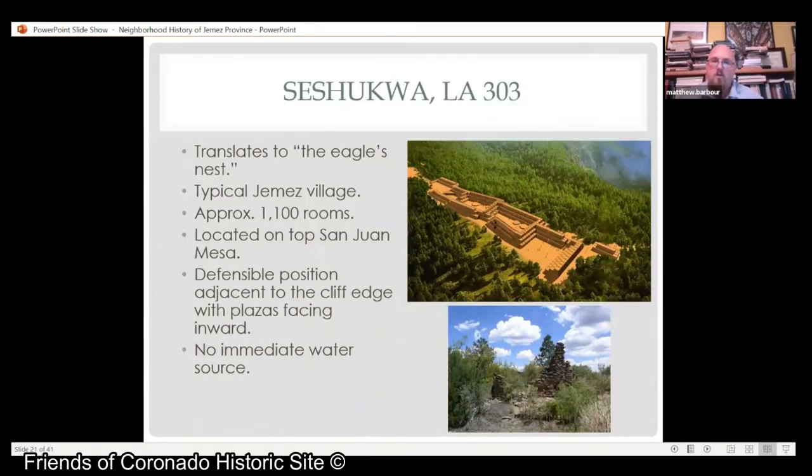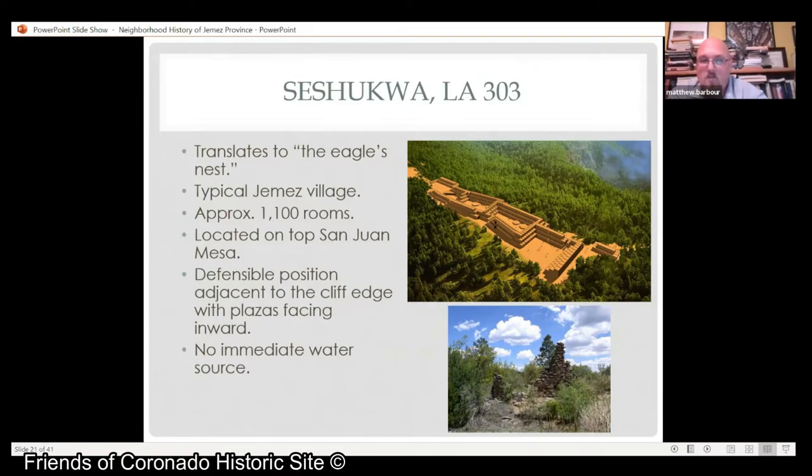So what does a large village look like? The image on the top is a reconstruction by Dennis Holloway of Sechuqua Pueblo, and I'm probably saying that wrong. If you say, well, Sechuqua, isn't that the stuff that Tunisian people eat with eggs and tomato sauce that's delicious? It absolutely is. So I'm probably butchering that word. That's probably not how it's really pronounced in Toa. And I'm sorry. It means eagle's nest.